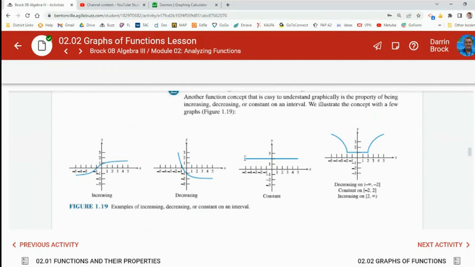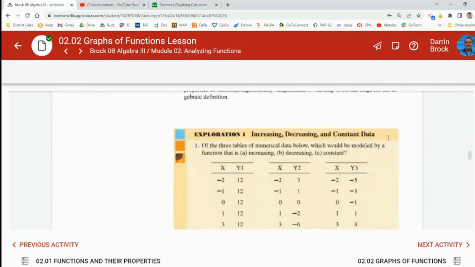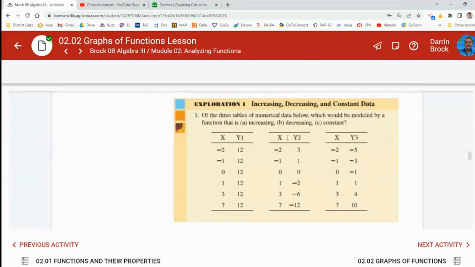Constant. This stays a constant 2 all the time. This one's decreasing, then it's constant, then it's increasing. Sometimes you've got to break that up. So here are tables of the same information. Can you tell which one is increasing, decreasing, constant?